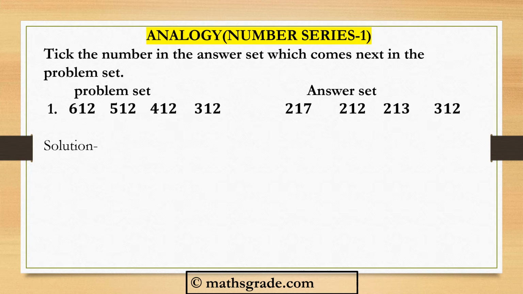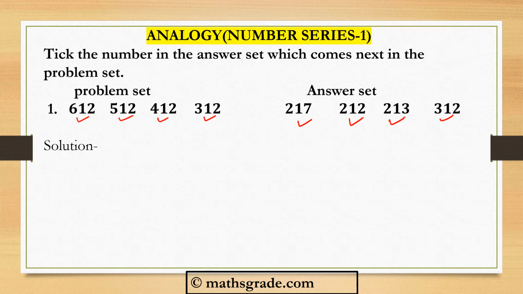The problem set is 612, 512, 412, 312. These are the number series given and we have to find out the next number after 312. We have to choose from the answer set. The options are 217, 212, 213 and 312. We have to choose which number will be the next number after 312.